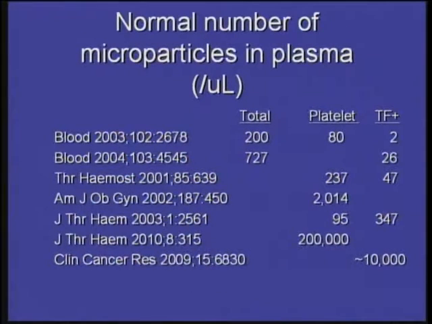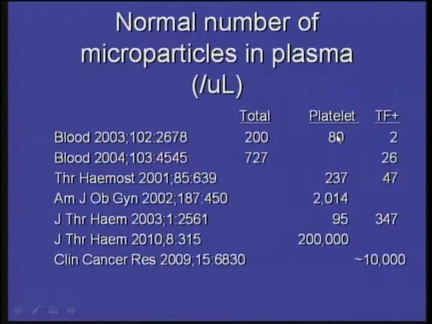Now this is the other thing that would just bring tears to me when I would start reading these papers. All I wanted to know was, what's the normal level of microparticles in blood? I don't care about disease or anything else. We all like normal reference ranges, right? So this shows the normal reference ranges from multiple studies. One group said there's about 200 per microliter, 80 are platelet, 2 are tissue factor positive. The same group a year later said, no, there's 700 in there and 26. Now it's gone up tenfold.